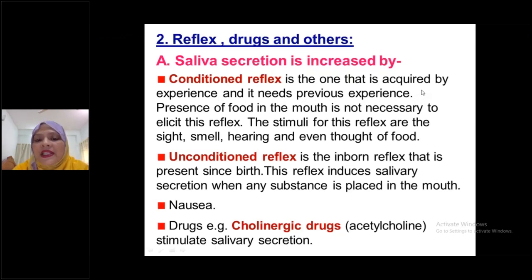That is, conditioned reflex is the one that is acquired by experience and it needs previous experience.